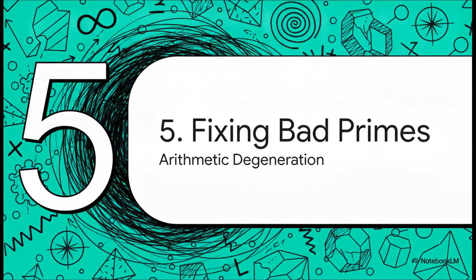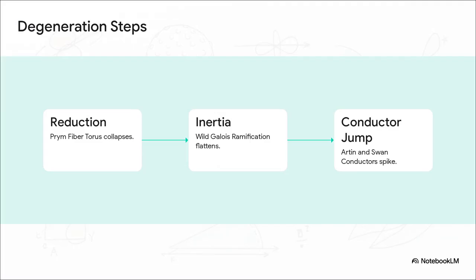But what happens when things inevitably break down? Section 5. Fixing anomalies at bad primes. So, here is the step-by-step anatomy of an arithmetic degeneration. First, under reduction modulo p, the geometry fractures and the prim fiber torus just collapses. Second, the inertia group activates, and we get this wild Galois ramification.